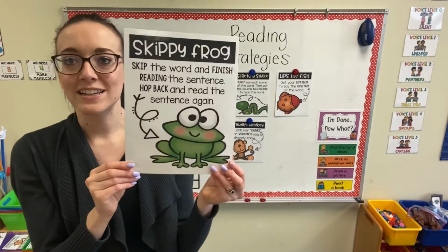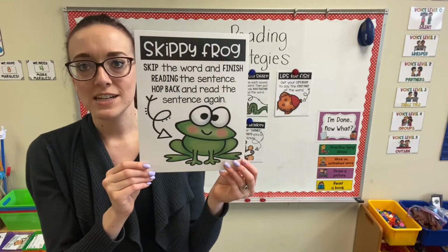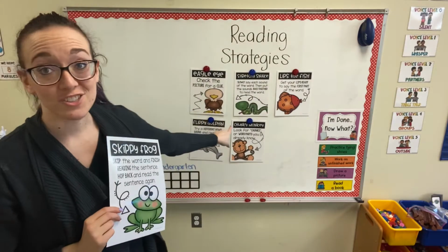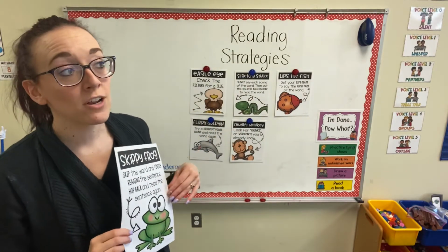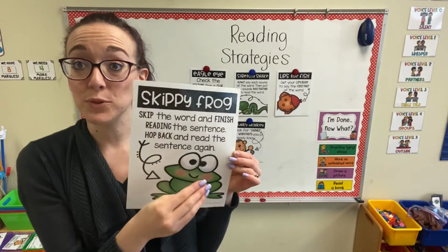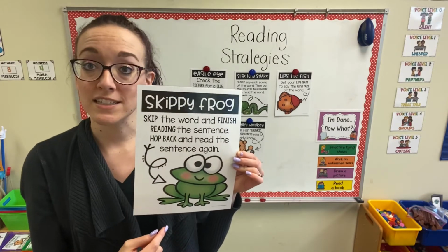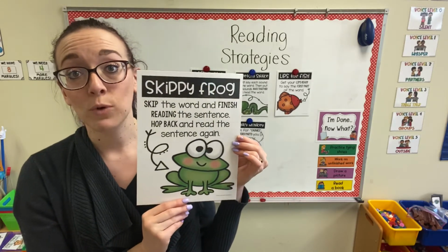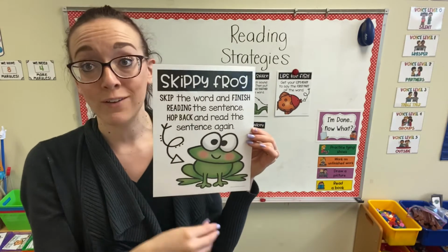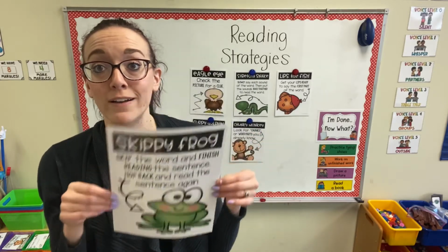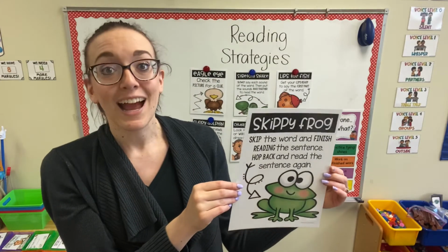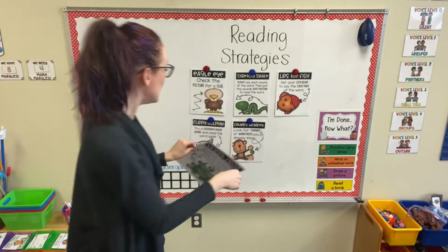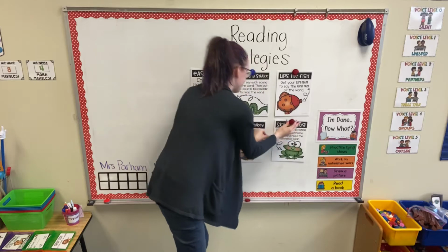Our next reading strategy is Skippy Frog. Sometimes when we have tried all of these other strategies and we can't figure it out, it helps us to just skip the word and read the rest of the sentence and see if by reading the rest of the sentence, we can figure out what that word is that we skipped right over. So with Skippy Frog, we're going to hop right over a word and read the rest of the sentence and see if we can figure out what our word is. Let me show you how that will look.